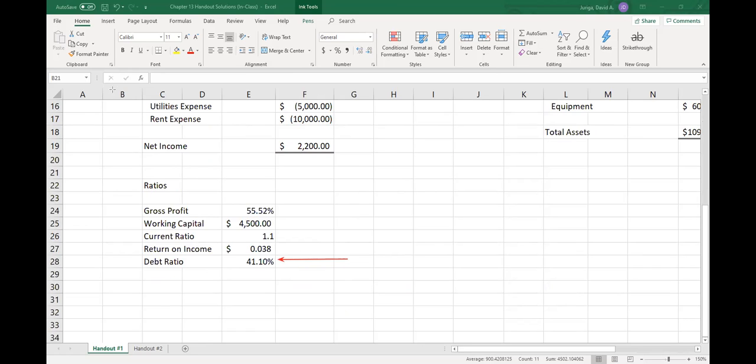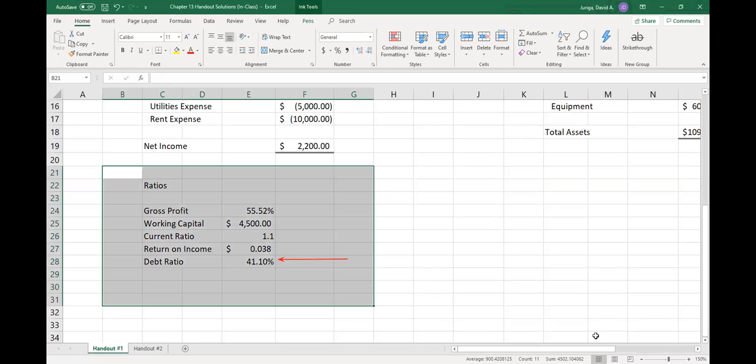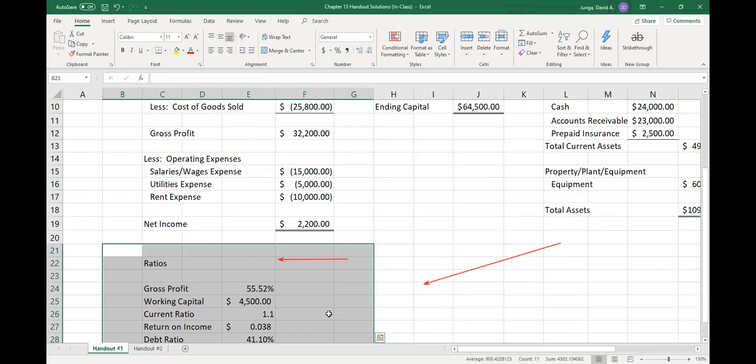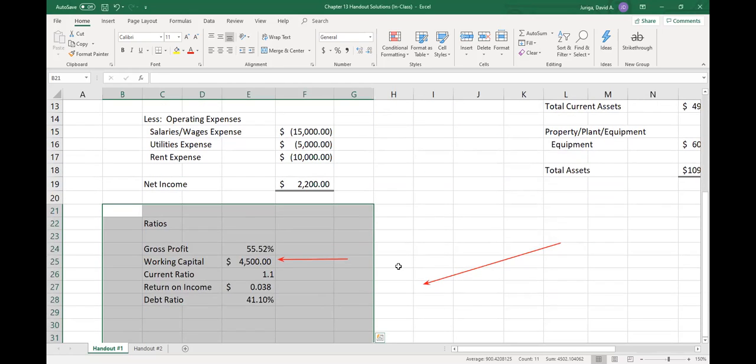So if you went back to your balance sheet, I got, call it 41%. All I'm doing there is comparing current liabilities, that 45,000, and dividing it by your total assets. So the 45,000 divided by the total assets. That's all I did, and in this case we came up with about, I believe, a 41% debt ratio. And again, that's just telling you how much debt you have relative to your assets.